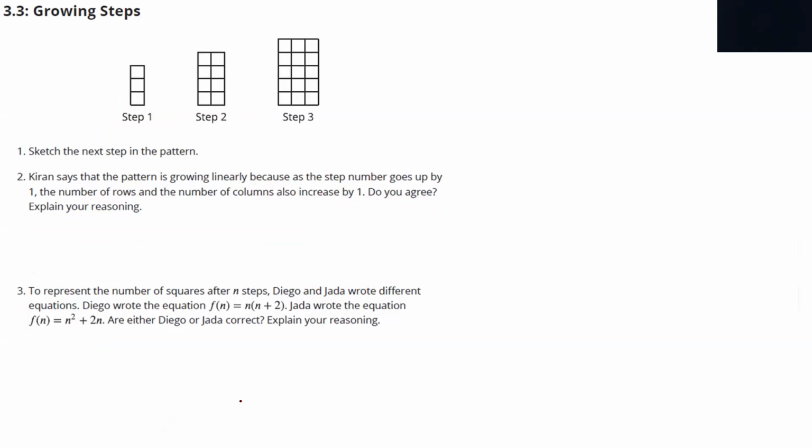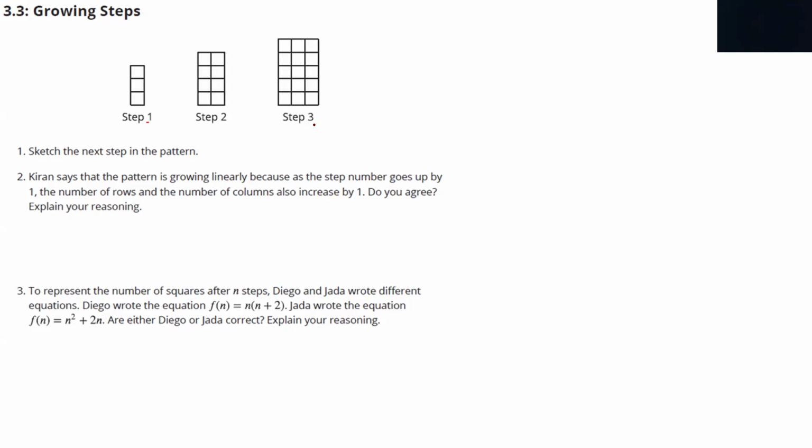For our last problem, growing steps, we have another figure similar to the previous, but drawn differently. In step 1, we have a total of 3 squares. In step 2, we have a total of 2, 4, 6, 8 squares. And in step 3, we have a total of 3, 6, 9, 12, 15 squares. Problem 1 says sketch the next step in the pattern. I'm going to give you time to not sketch, but describe what the next step will look like. Do that now.